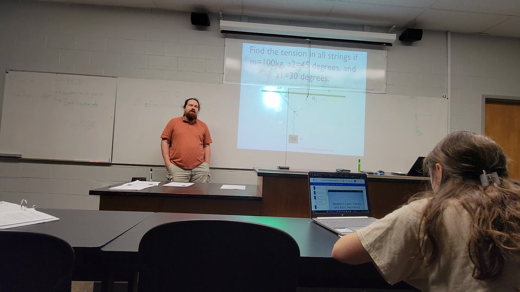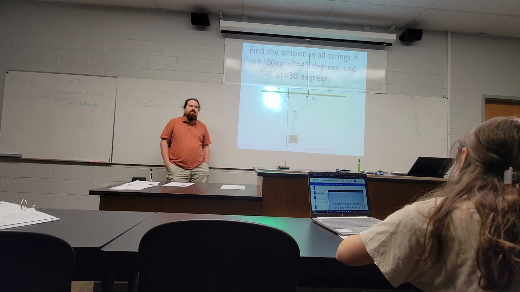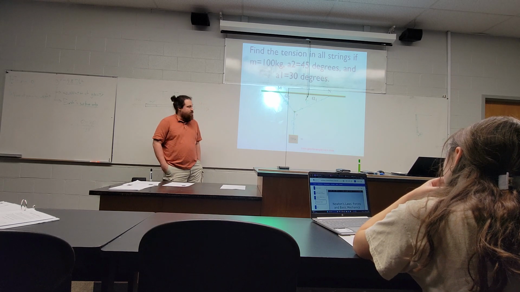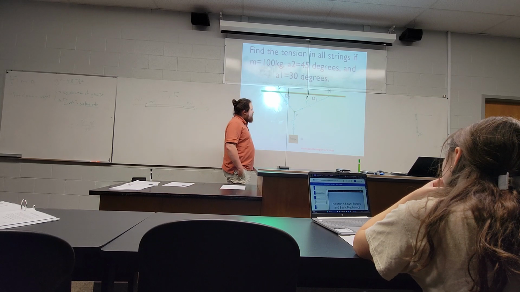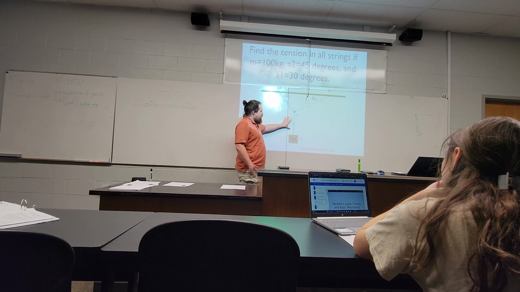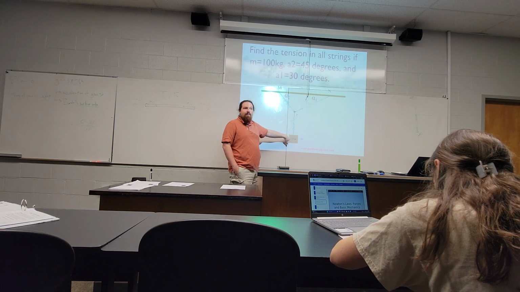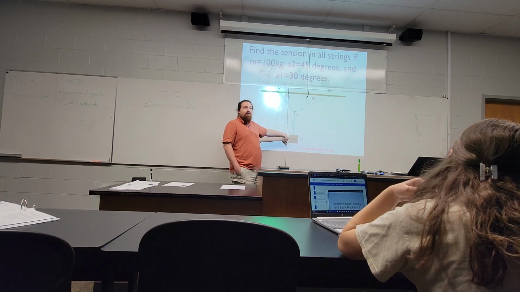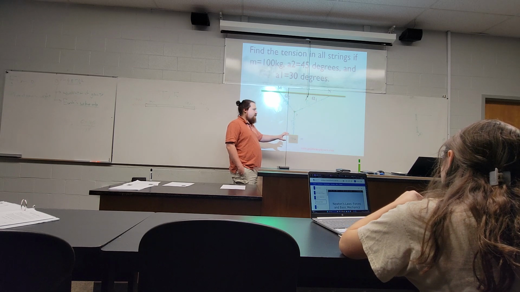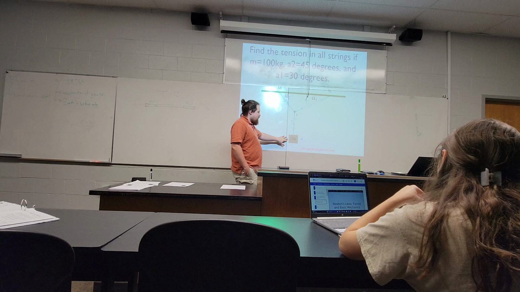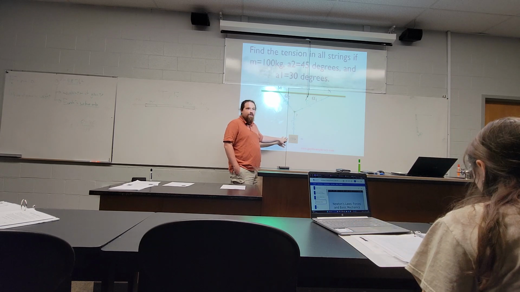Where do you guys think we should start? Tension 3. Tension 3. It's a good thought. That is because this 3rd rope down here is entirely supporting the weight of the box. So tension 3 has to be equal to the weight of the box in order to hold it here.